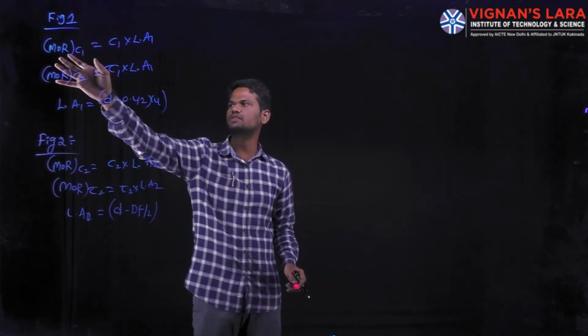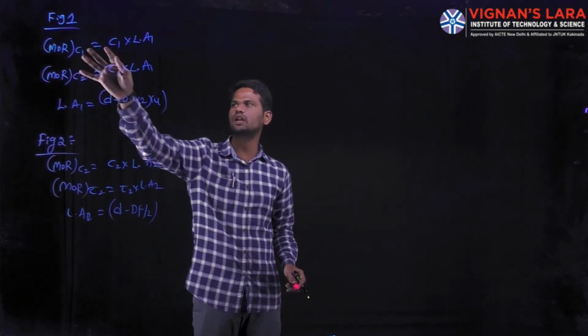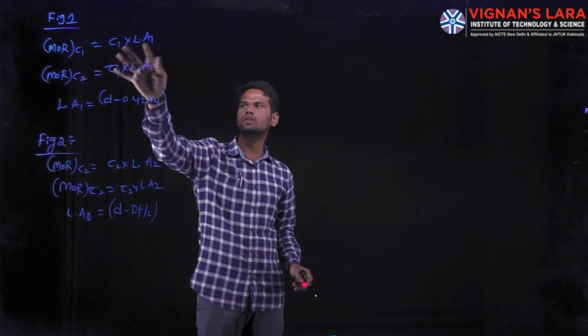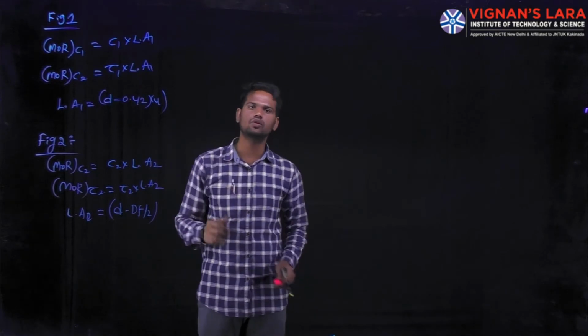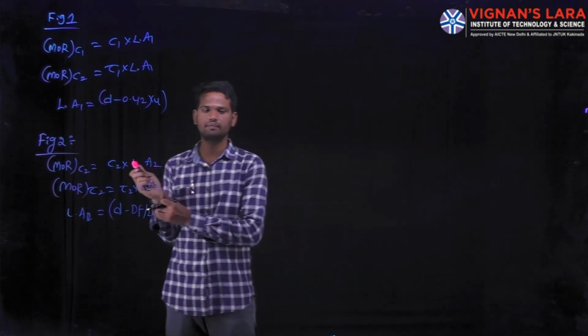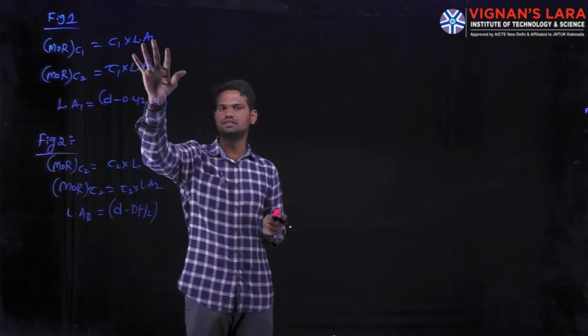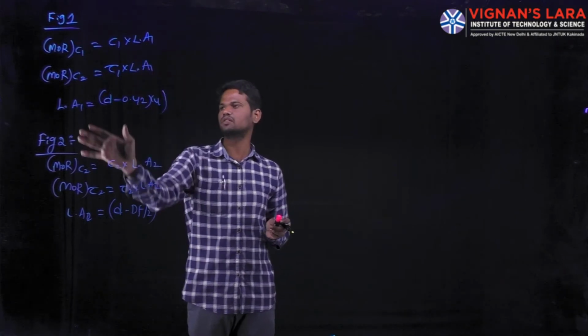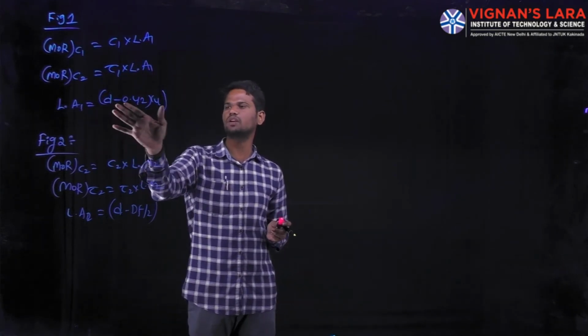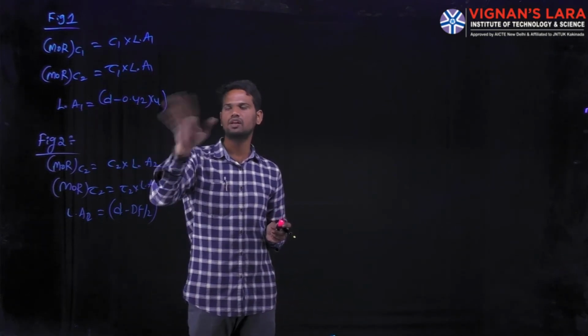Moment of resistance for the compression C1 equals C1 into LA1, where C1 is the total compressive force acting on the beam and LA1 is the lever arm for that simple rectangular beam. That is nothing but D minus 0.42 into XU.